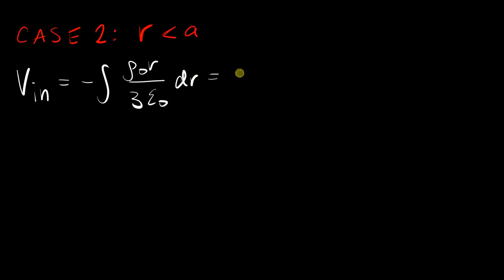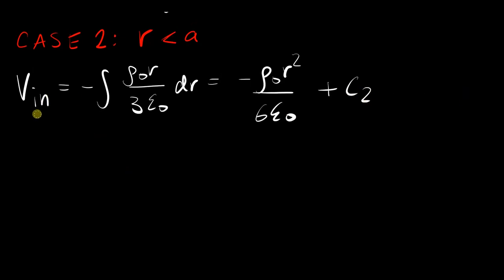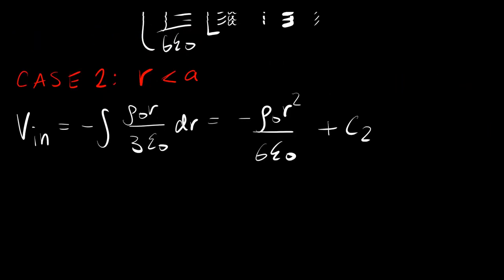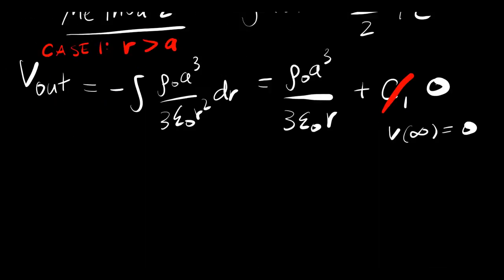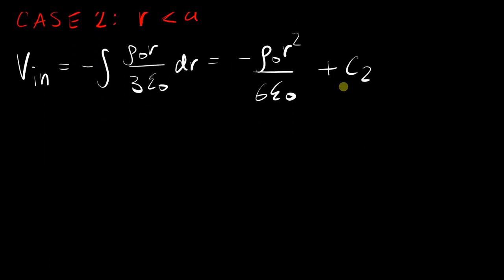Okay, and then when you integrate that, you're going to get rho r squared over 6 epsilon naught plus C2. So once you get here, you're going to see that you have this other constant of integration. But we can't just as easily say this is with reference to infinity and that this is going to be 0, because we're now talking about inside the sphere and there's this other non-zero potential around it that we need to talk about. So long story short, you can't just say the C2 is anything. We have to solve for it.